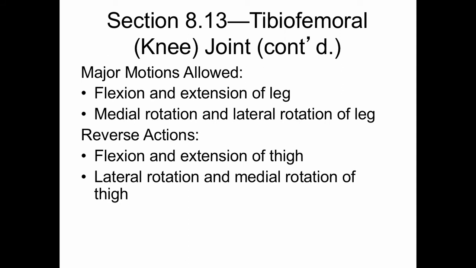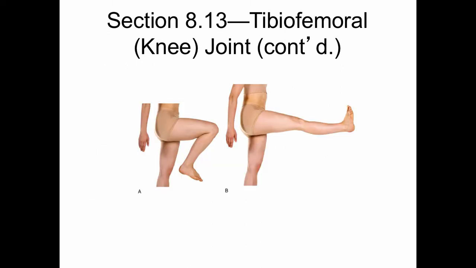The tibiofemoral joint allows the axial movements of flexion and extension around the mediolateral axis within the sagittal plane. It also allows the axial movements of medial and lateral rotation around a vertical axis within the transverse plane. The medial and lateral rotation, however, can only occur if the tibiofemoral joint is in flexion. A fully extended tibiofemoral joint cannot rotate. Figures A and B show flexion and extension of the knee joint, respectively.